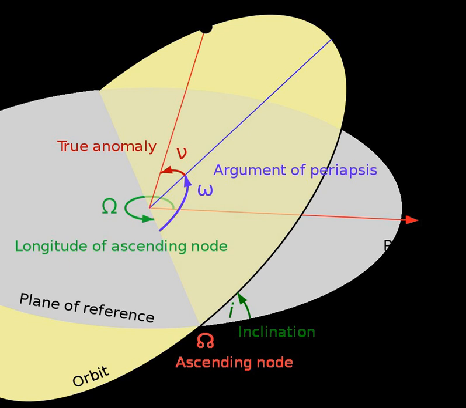Topic: see also equinox, Kepler orbits, orbital node. Perturbation of the orbital plane can cause precession of the ascending node.